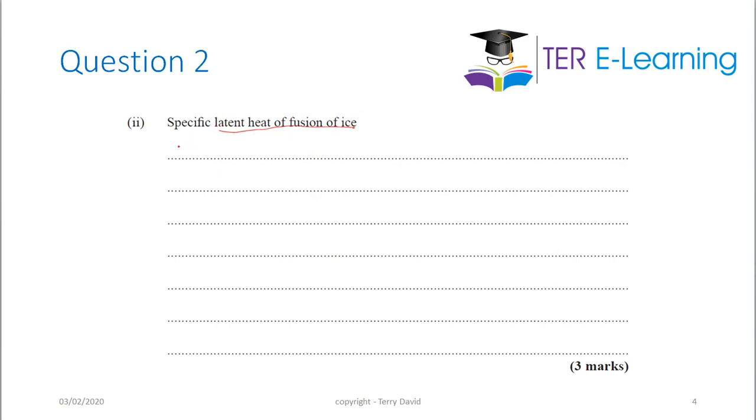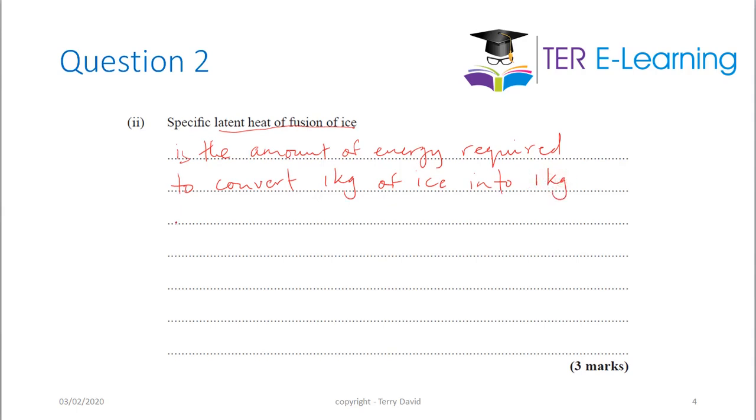Now, the second part, they want us to define the specific latent heat of fusion of ice. The specific latent heat of fusion of ice is the amount of energy required to convert 1 kg of ice into 1 kg of water without a change in temperature, right?